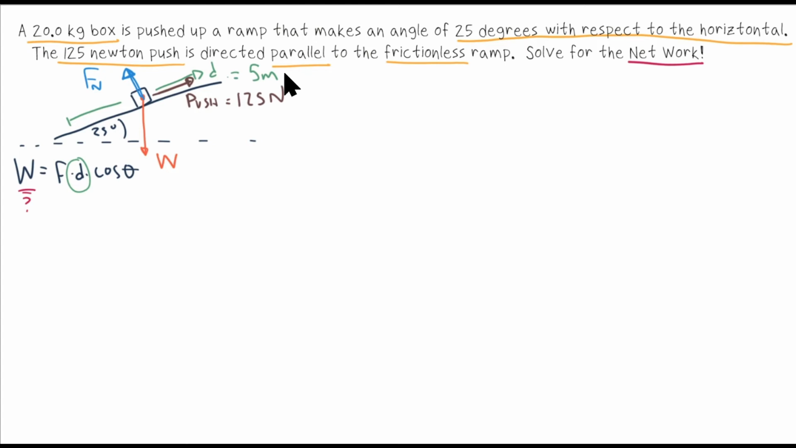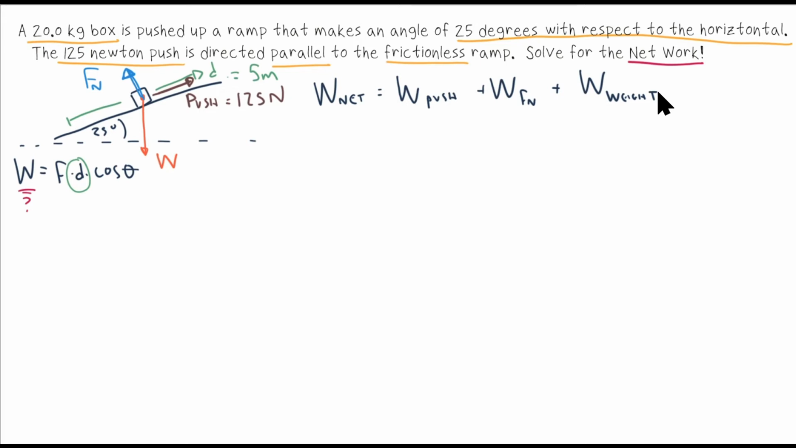Okay, so next up we need to solve for the individual works to get the net work. The net work, by definition, just like net force is the sum of all the forces, is the sum of all the works. So we're looking for the work done by the push, the work done by the normal force, and the work done by the weight. I'm just going to spell out weight so we don't have a double W there. So we need to figure out each of those individual works, add them together, and we get the net work.